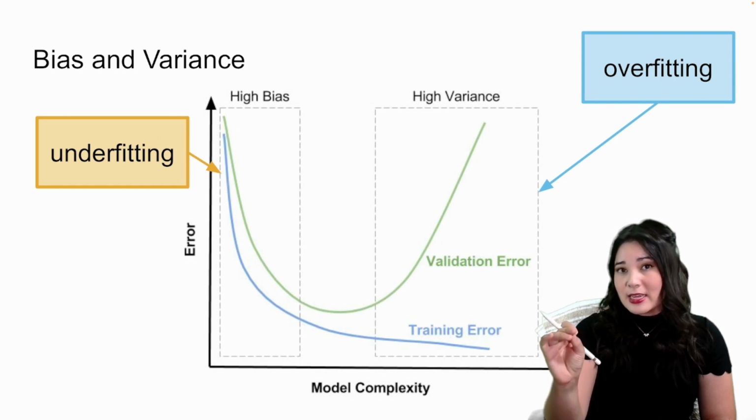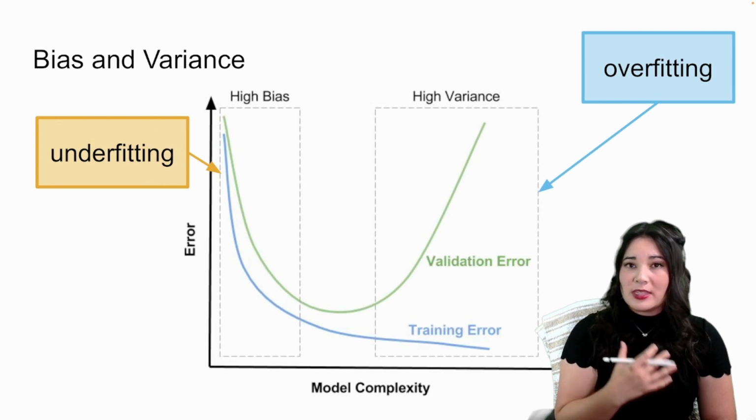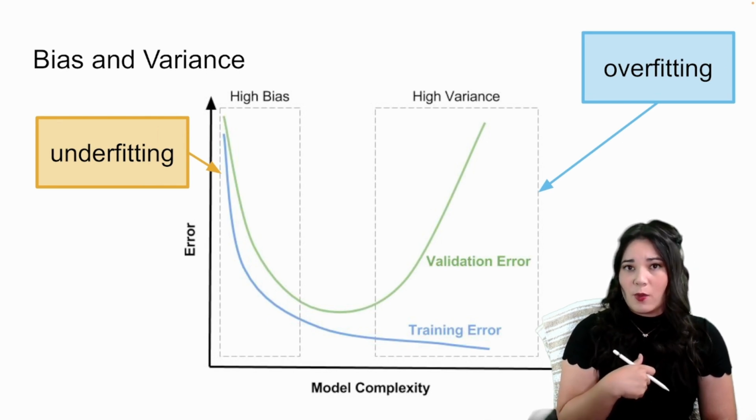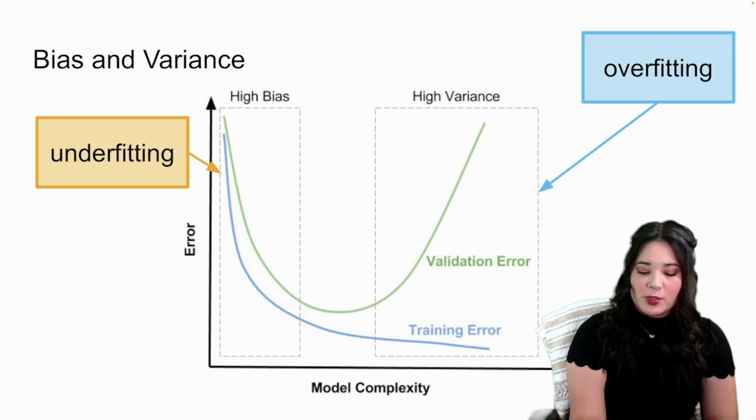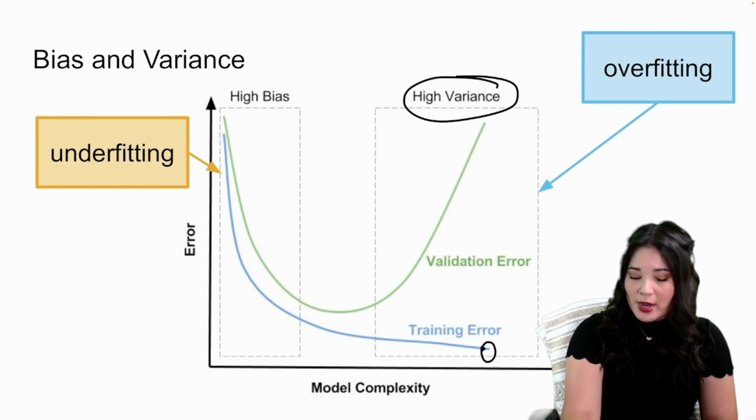So just to review, model validation allows us to assess the performance of our model both on data it has seen and data it has never seen before. This allows us to see if our model is overfitting, underfitting, or if it's doing pretty well. Remember, overfitting happens when our models are high variance. These models tend to do quite well on data they've seen before, but quite poorly on data they've never seen.